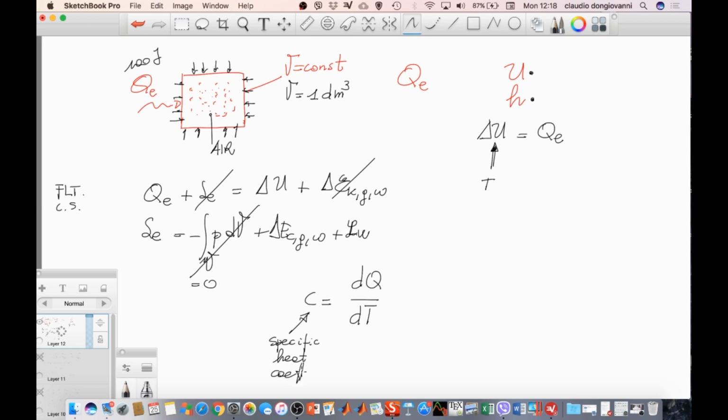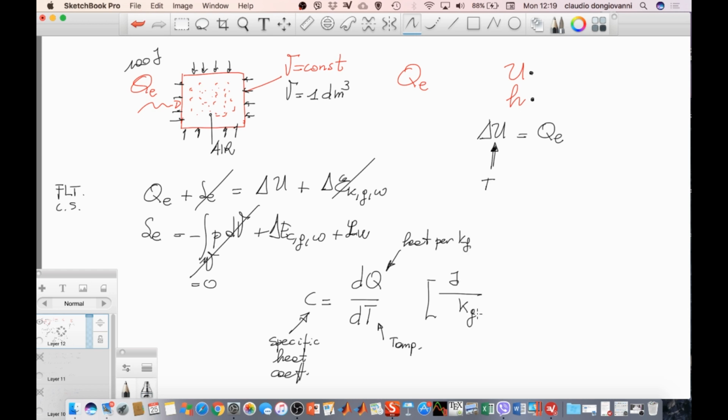This is the amount of heat. This is the temperature variation. Unit of measurement? Are you sure? This is heat per kilogram.